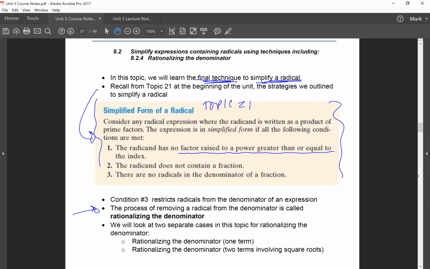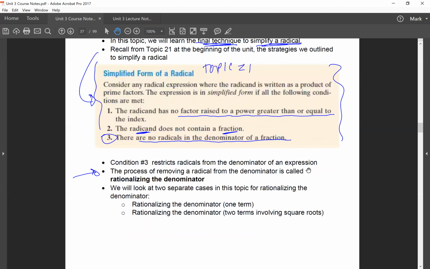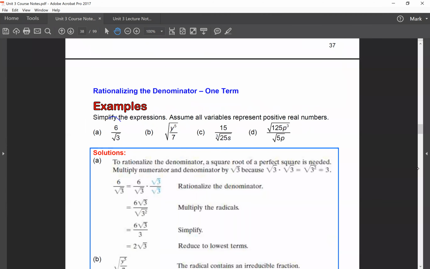If you read about the simplified form of a radical, the radicand has no factor raised to a power greater than or equal to the index. What that means is the number in the root sign is reduced as small as possible. The radicand, so the number inside the radical, does not have a fraction. And number 3, there are no radicals in the denominator. Now, we didn't really talk about this back in topic number 1 because we weren't ready. But to finally simplify a radical, you must remove any radicals in the denominator. Remember, it's always numerator over denominator. So you can't have a radical in the bottom of a fraction.